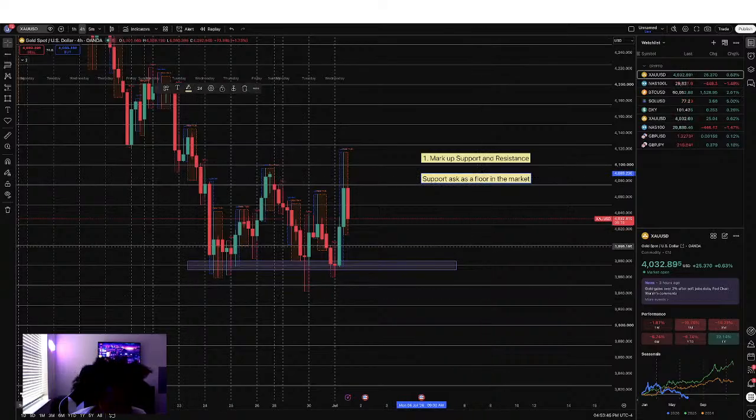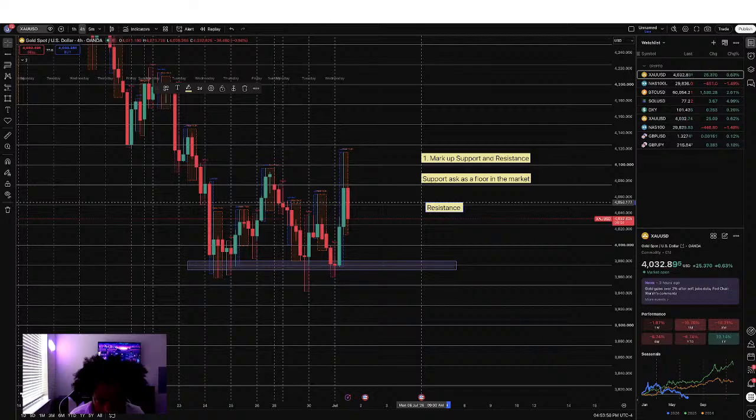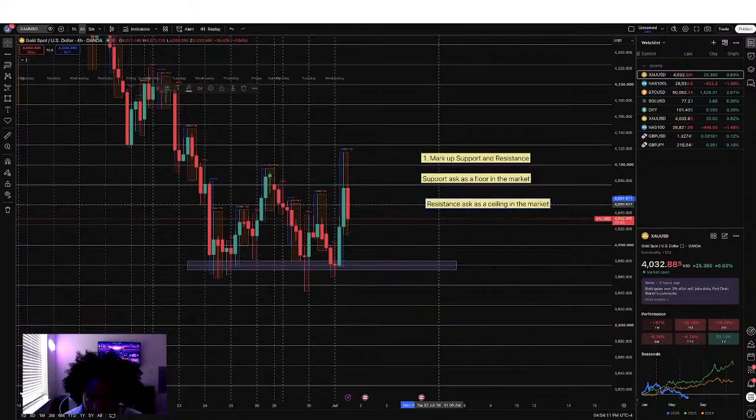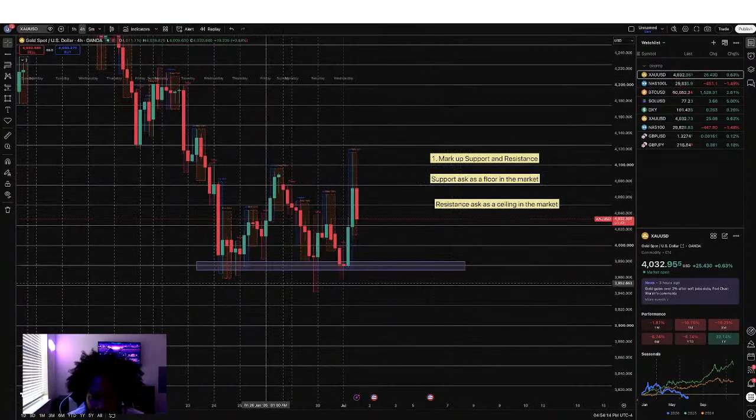And then now we're going to look for resistance. Resistance acts as a ceiling in the market. All right, so basically we're marking up support and resistance. Support acts as a floor in the market, and then the resistance acts as a ceiling.